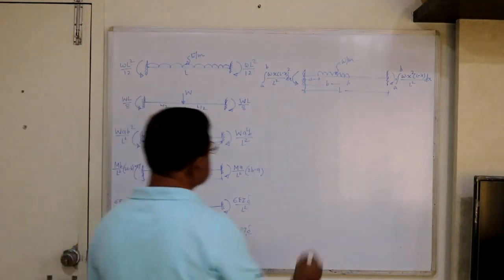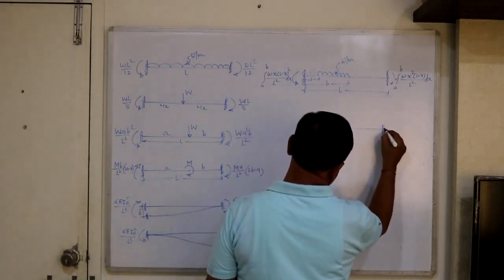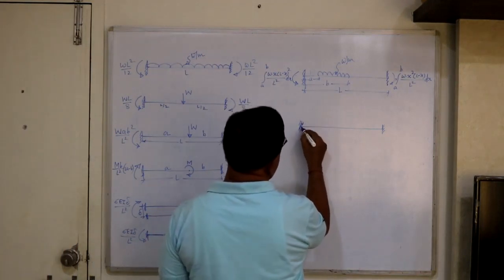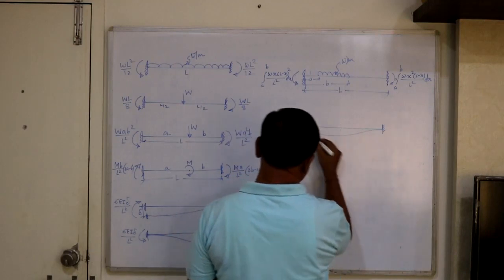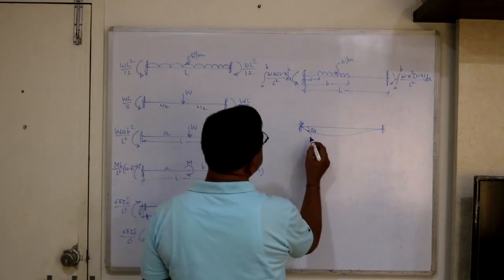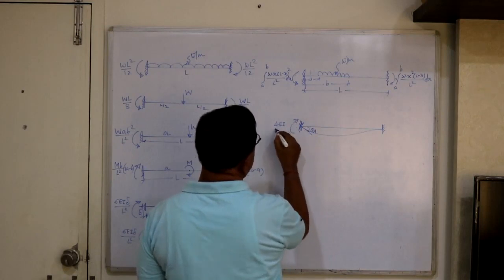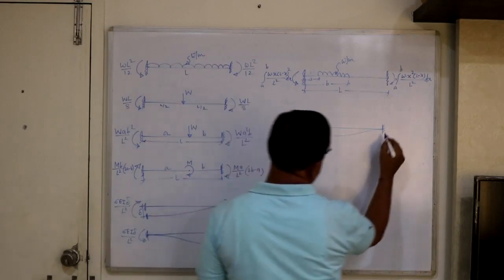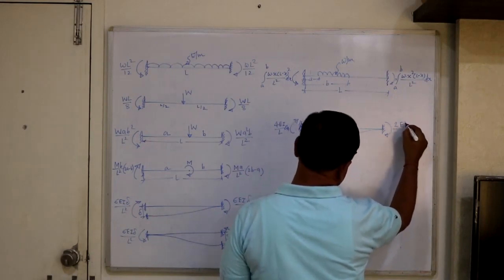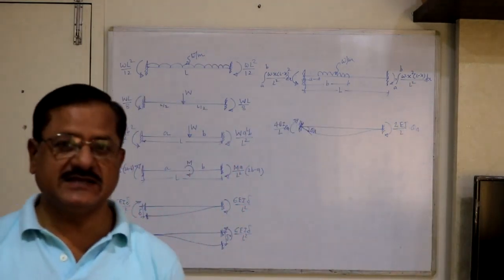Now suppose there is a rotation of the support, which is generally not given. If it is given, suppose this end rotates clockwise, say theta A. Then the clockwise moment developed here is 4 EI upon L theta A. Then clockwise here, by the carryover theorem, half of that with the same sign, 2 EI by L theta A.